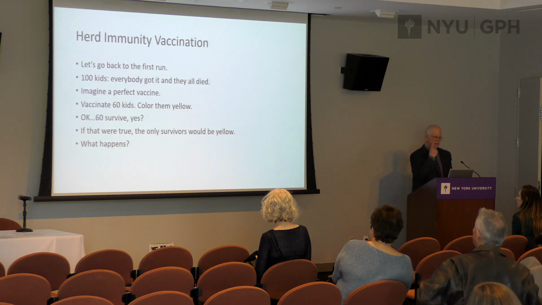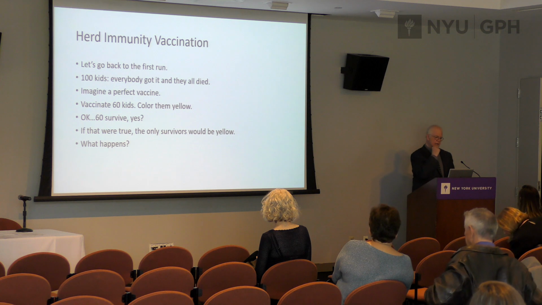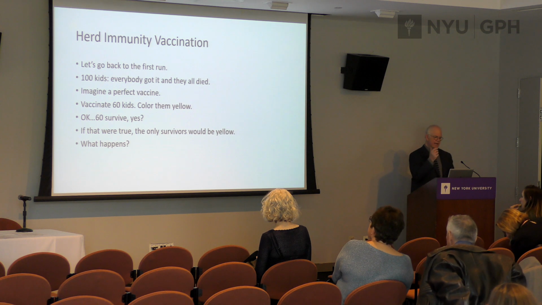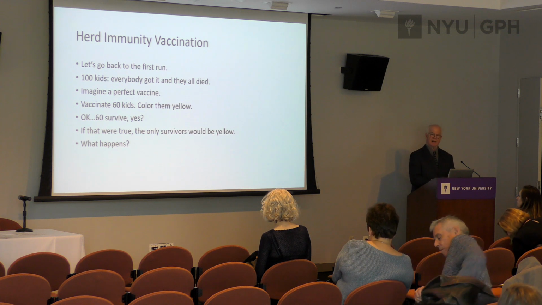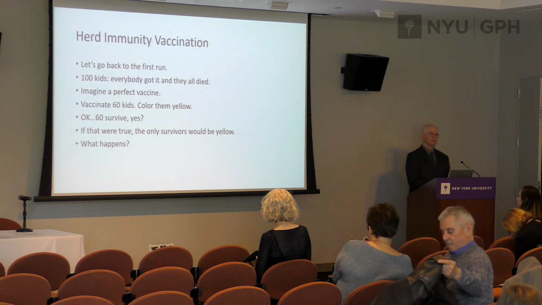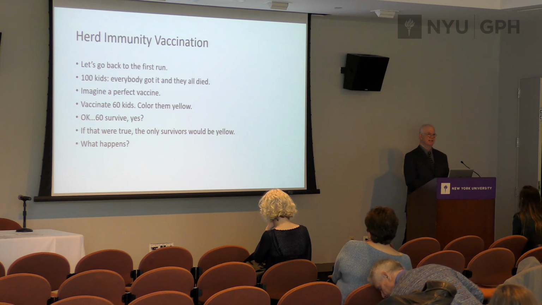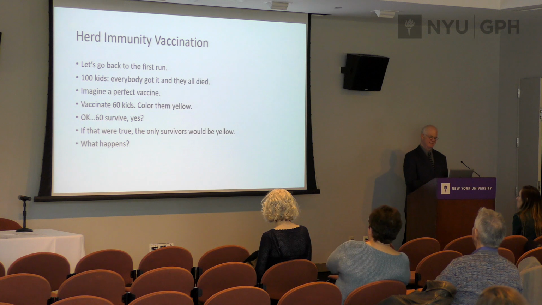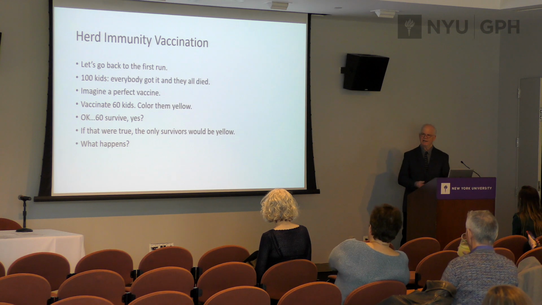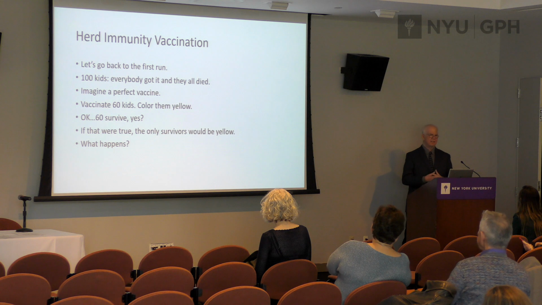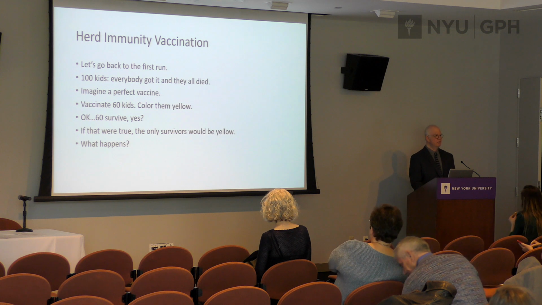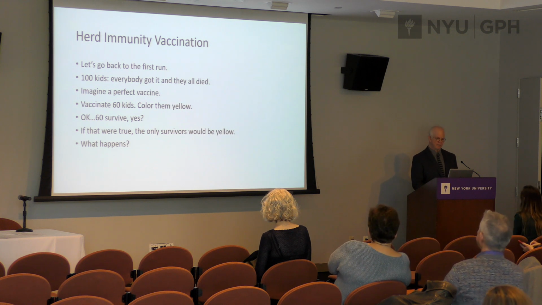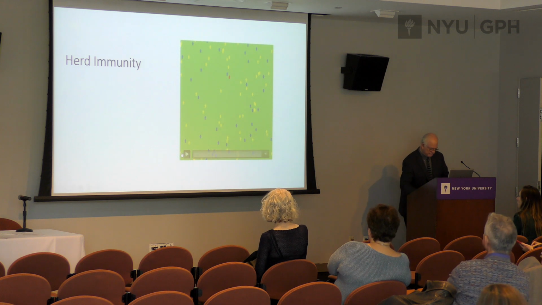How about this? Herd immunity. Let's go back to the first run. 100 kids got sick. Everybody got it. They all died. Imagine a perfect vaccine, and I give 60 kids the perfect vaccine and color them yellow. So 60 kids have the perfect vaccine, 60 kids survive, right? I mean, I think, again, if you walk down on the street and say, hey, excuse me, sir, if I gave 60 kids a perfect vaccine out of 160 would survive, I think most people say, well, yeah. But no, that's not true either. If that were true, you'd only see the yellow vaccinees at the end of the run. And lo and behold, here they run.